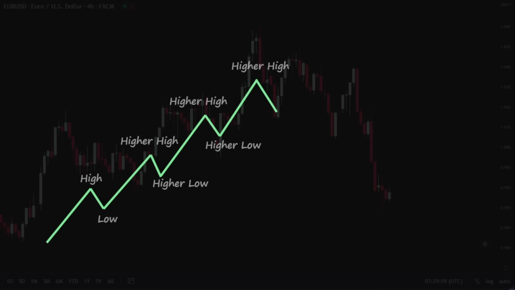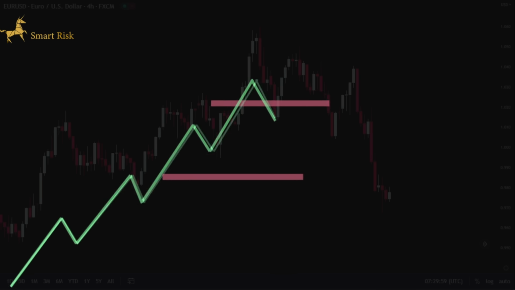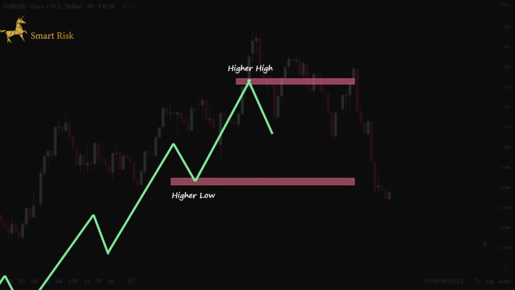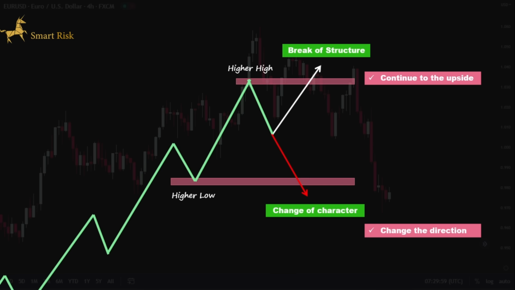Imagine a trending market with a series of higher highs and higher lows. In this case, each of the highs and lows is the market structure level, and the most recent higher high and higher low is the one we monitor. Breaking the last higher high to the upward shows that price tends to go to the upside, which we consider as a break of structure. In contrast, if price breaks the higher low to the downside, it shows that price wants to change its primary direction, which we consider a change of character.